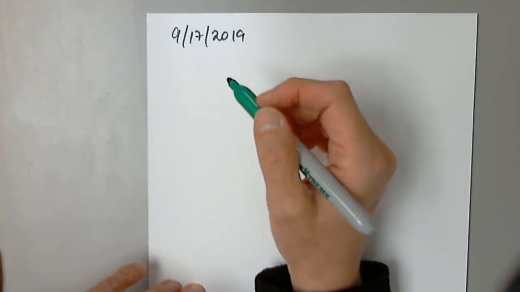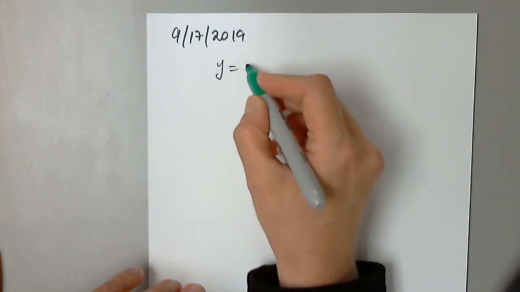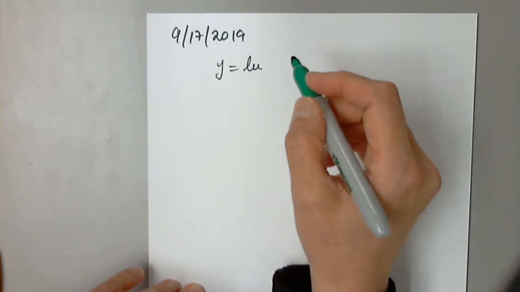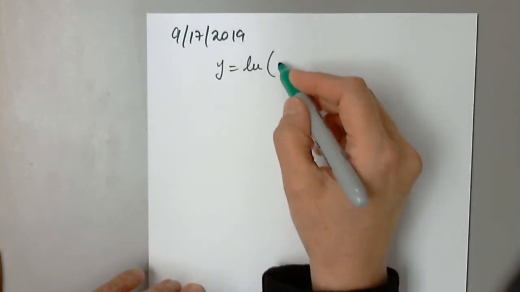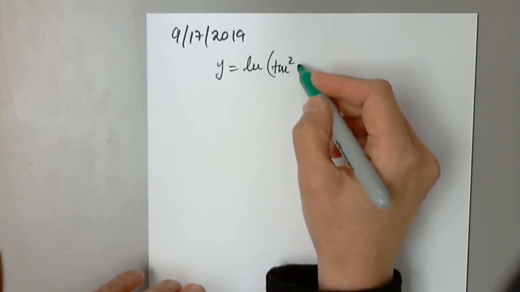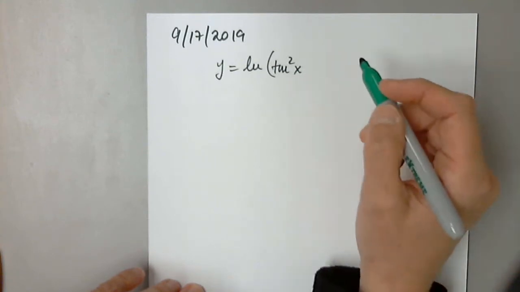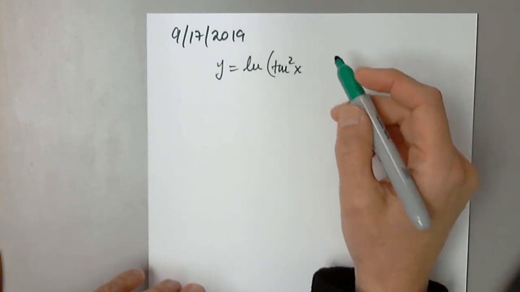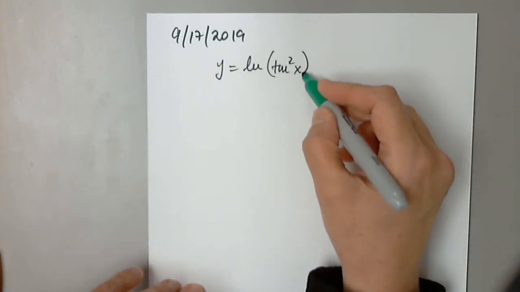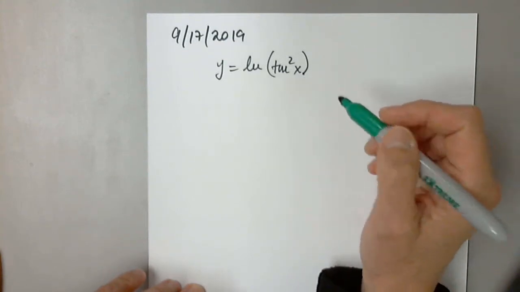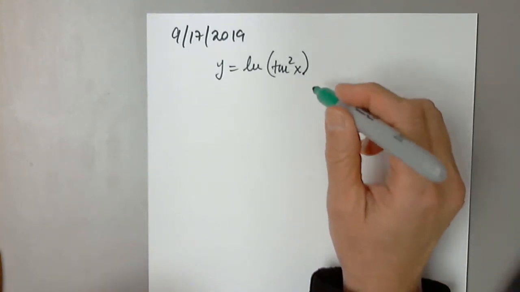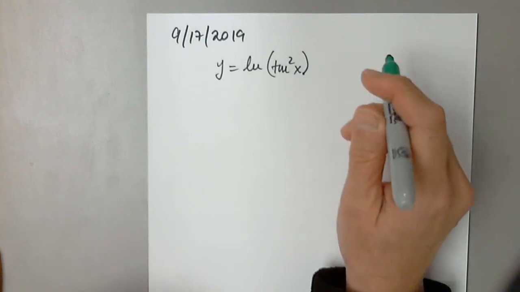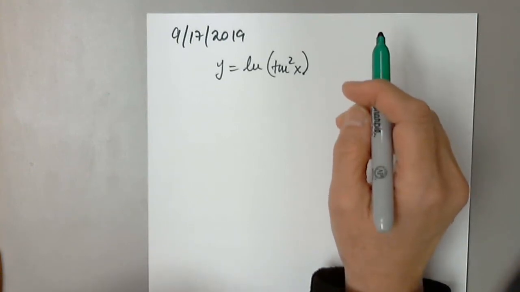Yes? It was saying that y equals natural log of tangent squared x. Tangent squared x. And then it asks for x equals. Like this? Yeah. Okay, so we want to find when it's discontinuous. Anything else? No, that was all.